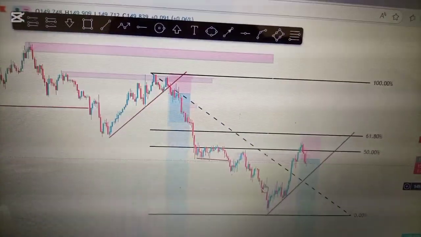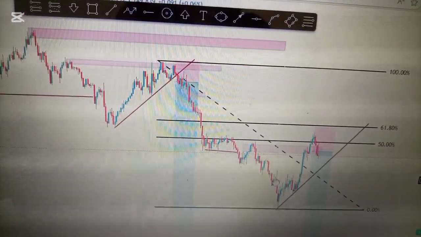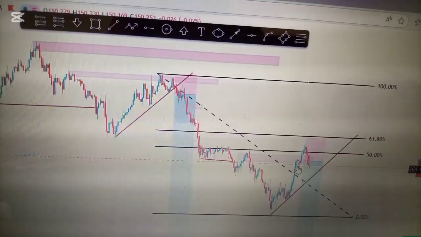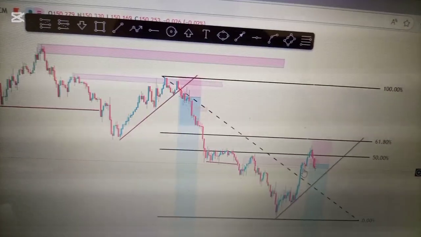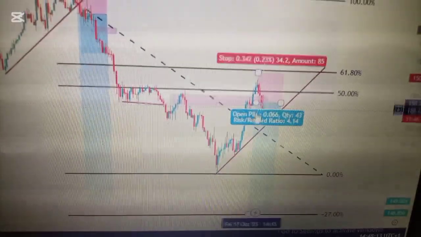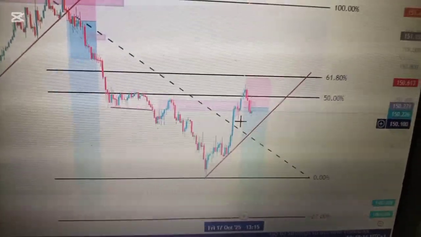So price will always give you that accumulation before it drops. This is telling you that that zone is going to be a very, very strong zone for it to drop. By the way, this is a live trade. I am currently on this trade now, as at the time I'm recording this.